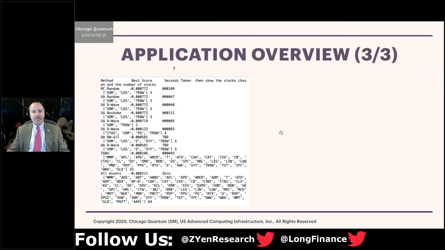What's interesting is the QA, Quantum Annealer All, actually added O and SYY to the portfolio. It didn't want to settle on those 3 stocks, so it picked 5. It was consistent with the other 3, and it added 2 more. So the client was fascinated. He's like, well, what made those 2 stocks such that the DWave energy level really grabbed onto that energy level? And so for them, that's a conversation they can have with their client. What made it different? Next slide, please.